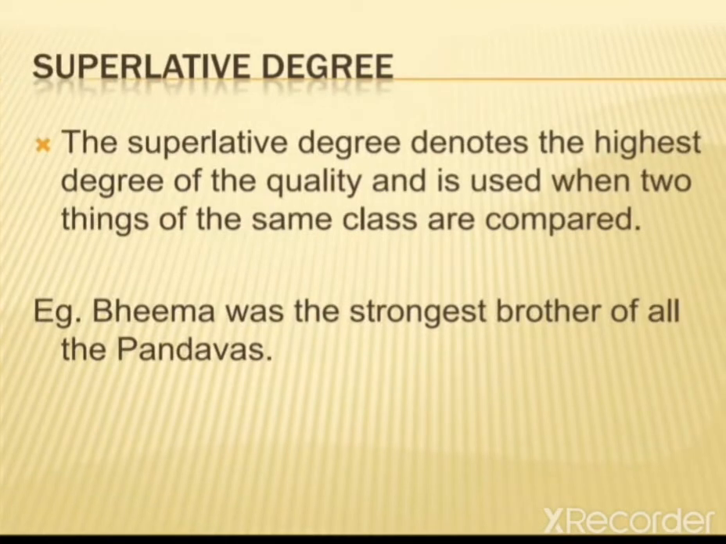Superlative degree. The superlative degree denotes the highest degree of the quality and is used when two or more things of the same class are compared. Superlatives show outstanding quality. Superlative adjectives are used to compare three or more nouns. They are also used to compare one thing against the rest of a group.